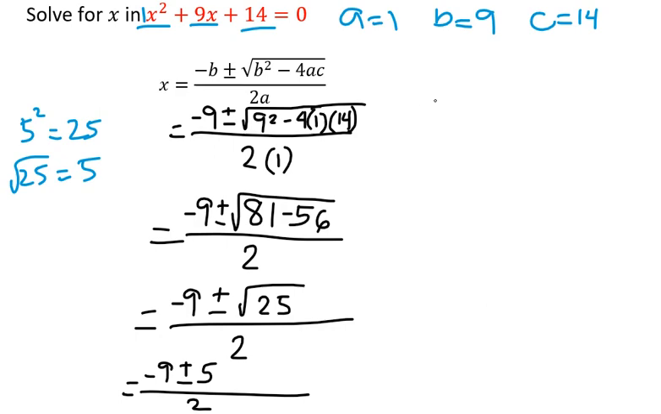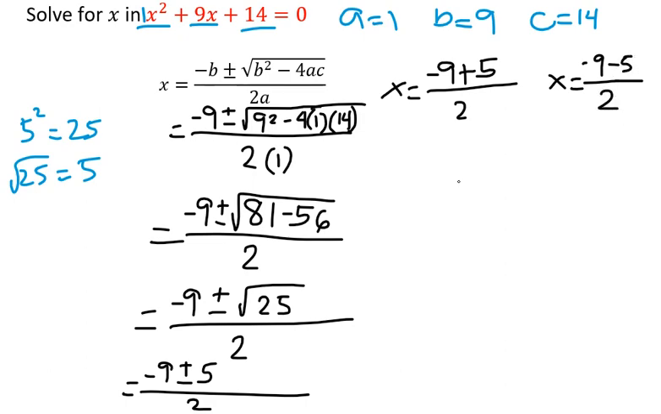Meron tayong dalawang value ng x. Yan ay x is equal to negative 9 plus 5 over 2. And x is equal to negative 9 minus 5 over 2. So, unahin muna natin itong plus. Negative 9 plus 5, yan ay negative 4. So, negative 4 over 2. And negative 4 over 2 is negative 2. So, ang isang value ng x ay negative 2.